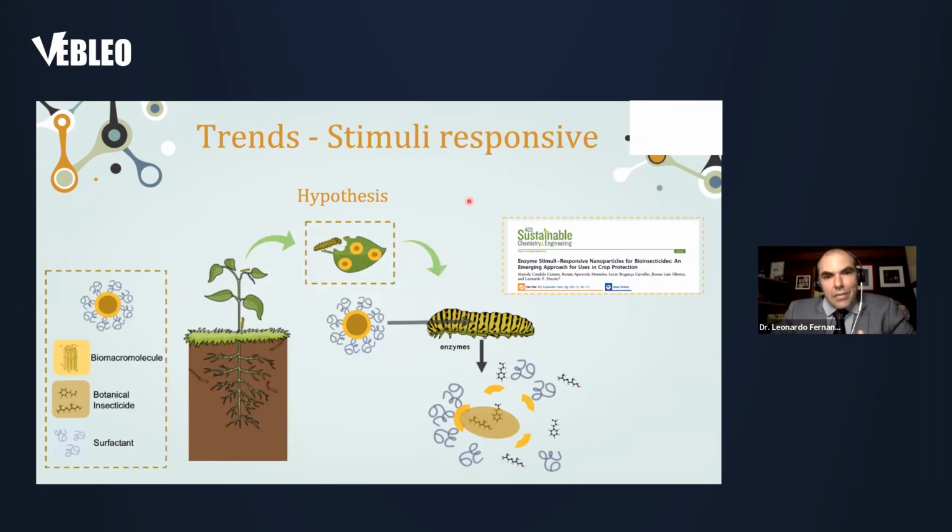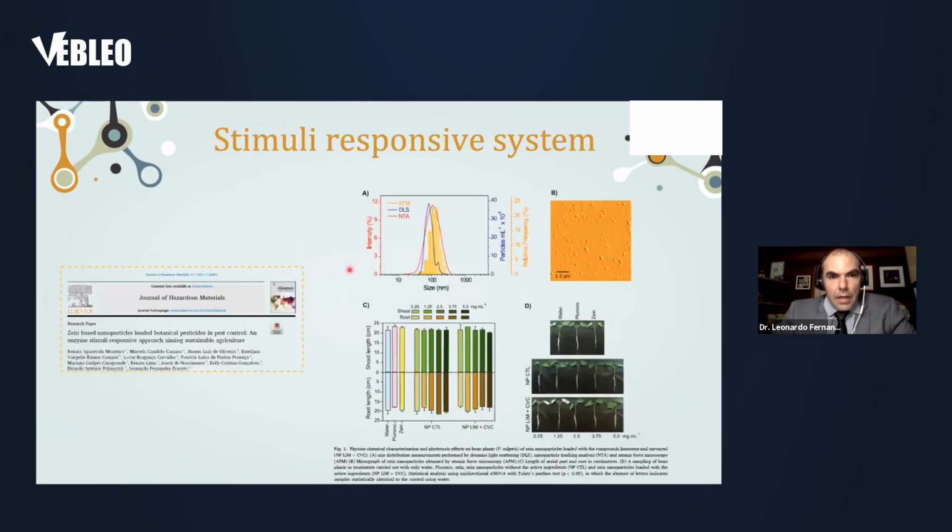To follow this idea or these trends, we created a hypothesis that we can prepare some protein nanoparticles, like I showed before with zein, and we can associate with these zein nanoparticles botanical insecticides, and you can spray these on plants. When we spray these on plants, the organism can eat the leaves of these plants, and during the digestive process inside the organism, proteolytic enzymes can degrade the particles and release the insecticides inside the organism. So the idea is that you can direct the insecticide to the target organism.